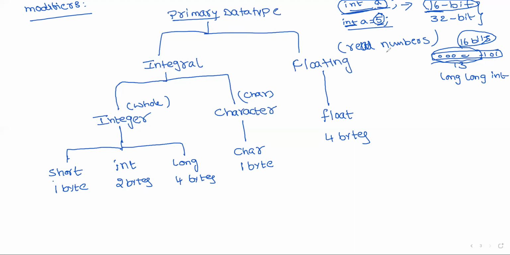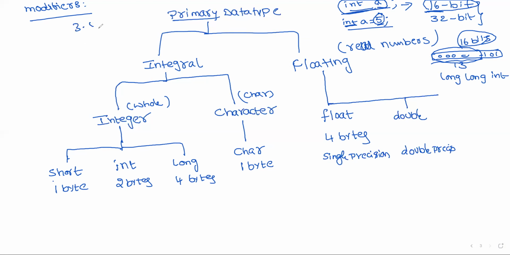Similarly, to store real numbers, we use the concept of floating. So one data type is float. This is a single precision data type, meaning it stores real numbers of small values. If you want to store numbers of large precision, that means large numbers, we move to double precision. Precision means the number of digits you require after the decimal point.